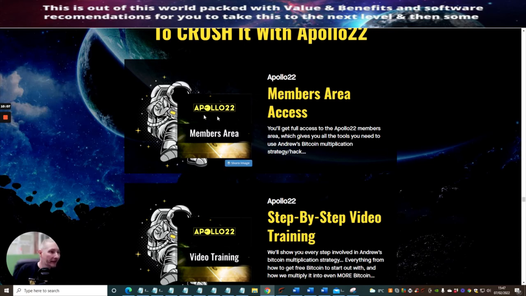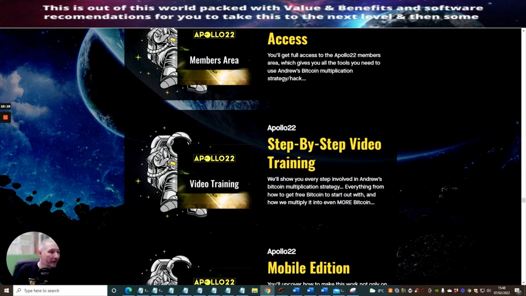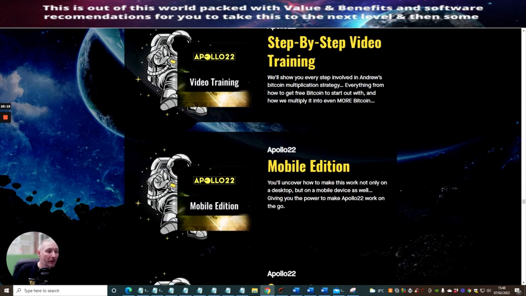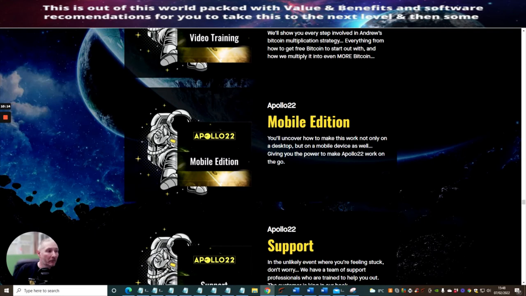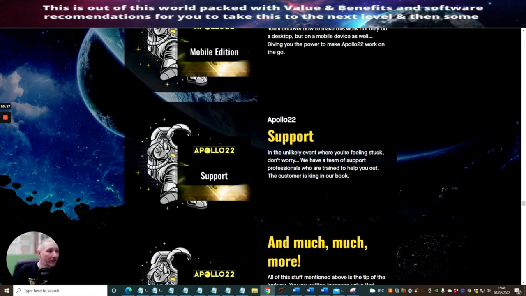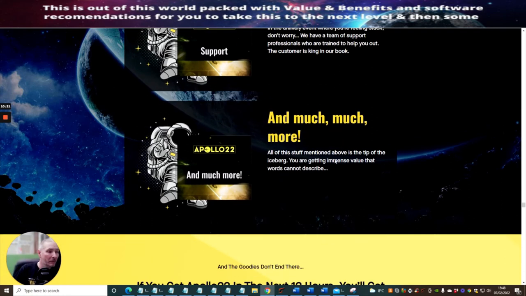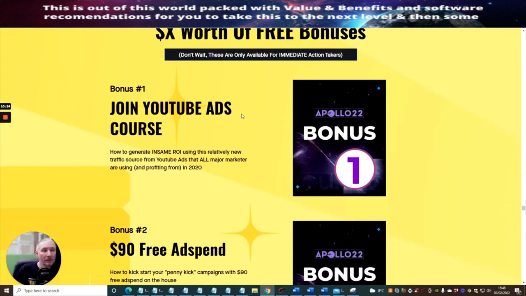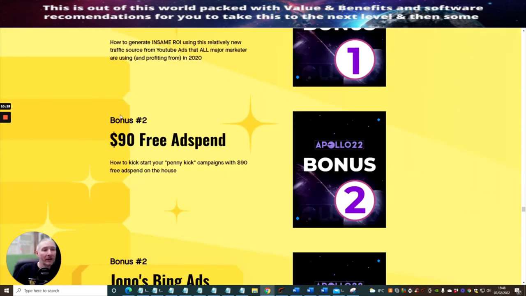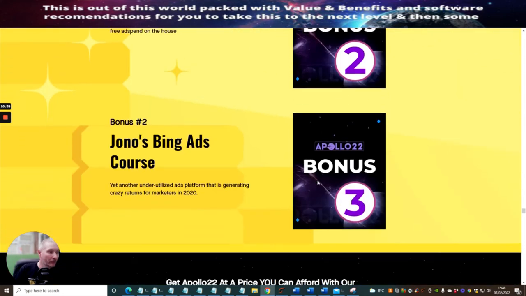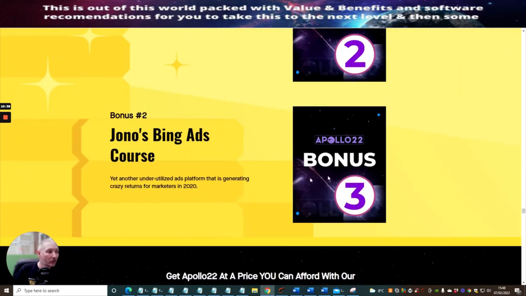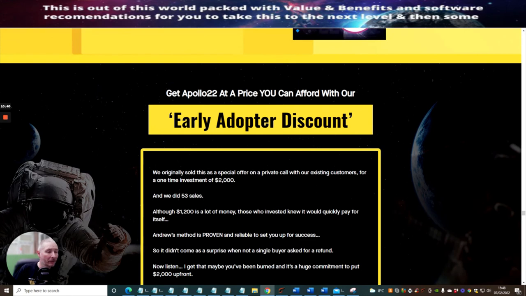So members area access is the Apollo members area. Then you've got step-by-step video training, which is built inside Apollo 22 mobile edition, and then you've got Apollo 22 support. As I said to you before, you've got 24-hour support and much more, guys. And then you've got the bonuses that are built in here. Join YouTube ads course, which is a bonus one. $90 free ad spend, which you can start using with bonus two. And Jono's Bing ads course, which is bonus three. So that's really good.